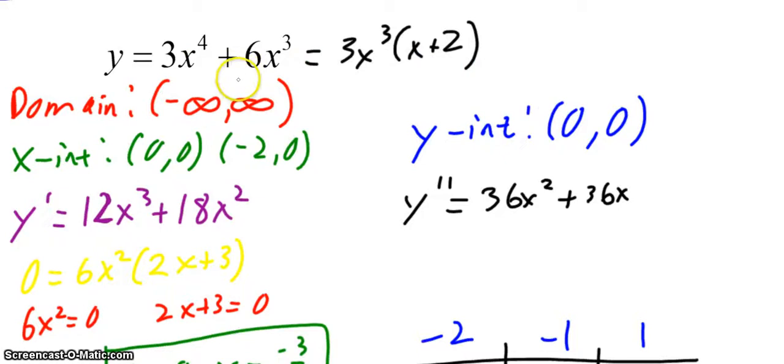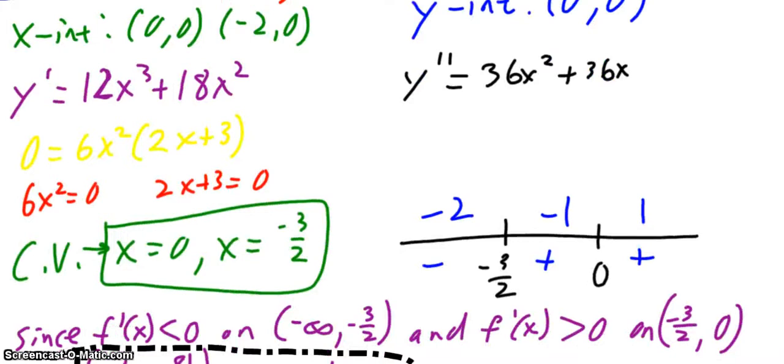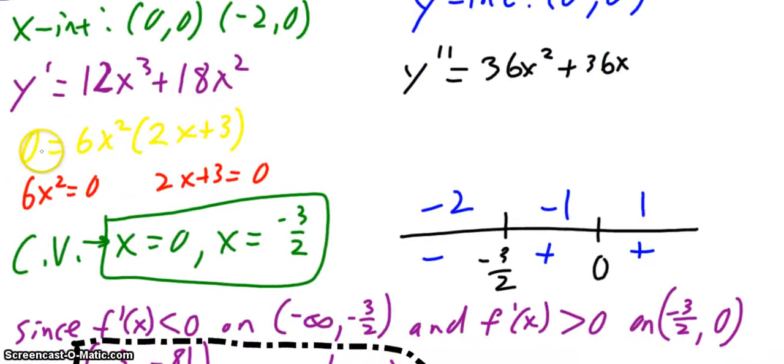Okay, again, this is a polynomial, so the domain is all real numbers. It's relatively simple to factor, so my x-intercepts are 0, 0, and negative 2, 0. My y-intercept is also 0, 0. The first derivative is 12x cubed plus 18x squared. The second derivative is 36x squared plus 36x. Finding my critical values, I set the first derivative equal to 0. I factored out a 6x squared, set both factors equal to 0, and I get critical values of x equals 0 and x equals negative 3 halves.